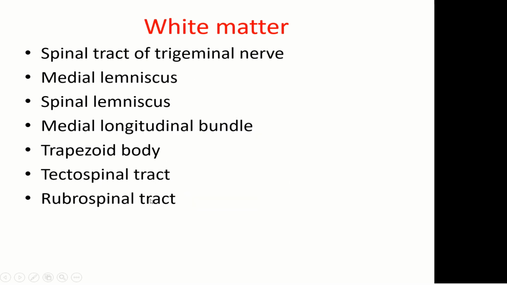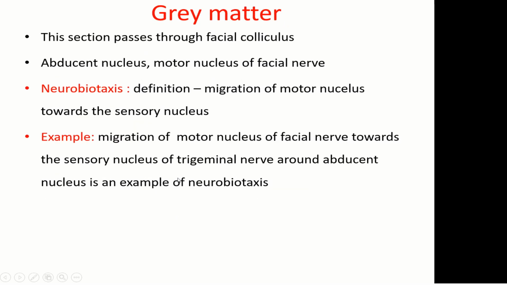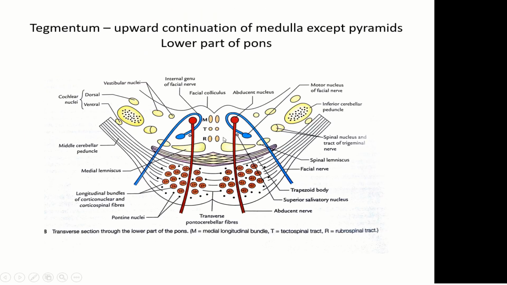So white matter. What is white matter? We have already seen it in the diagram. Just to list it out: spinal tract of the trigeminal nerve, medial lemniscus, spinal lemniscus, medial longitudinal bundle, trapezoid body, tectospinal and rubrospinal. Yes, we have already seen this. If you properly observe, you can see the medial longitudinal bundle, tectospinal, rubrospinal, medial lemniscus, spinal lemniscus, the spinal tract of the trigeminal nerve, and you can also see the trapezoid body.